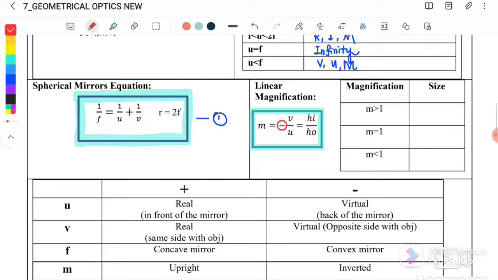For the magnification, if the value that you get is greater than 1, it means the image is magnified. If m equals 1, the height of the image equals the height of the object, meaning it is the same size. If the magnification is smaller than 1, the image is diminished.